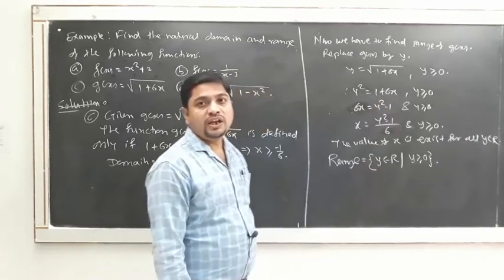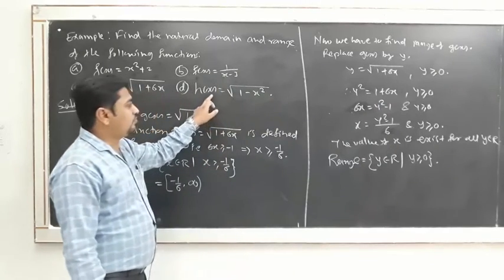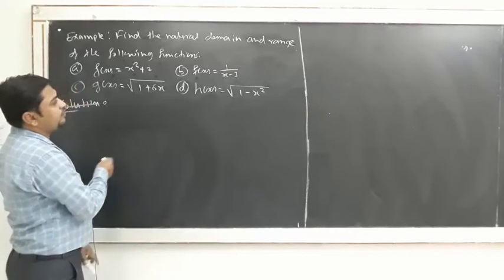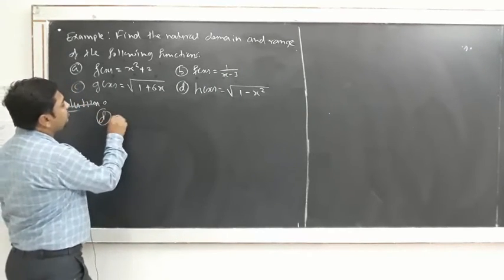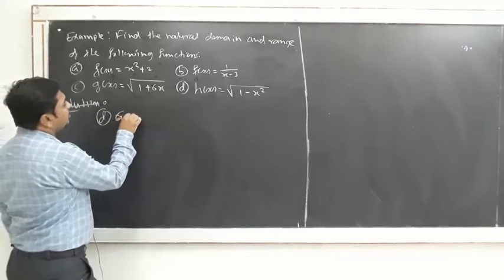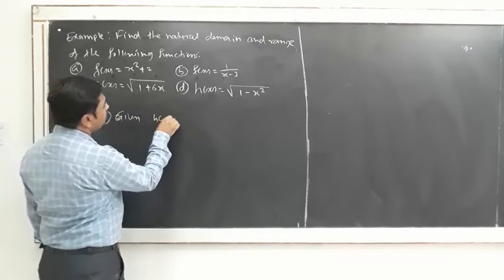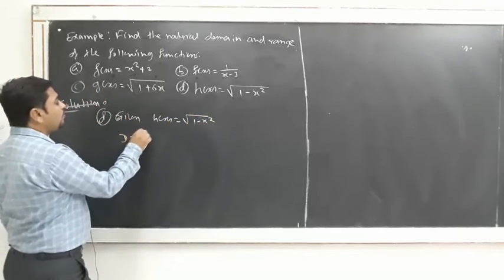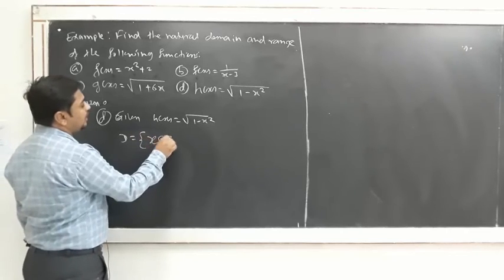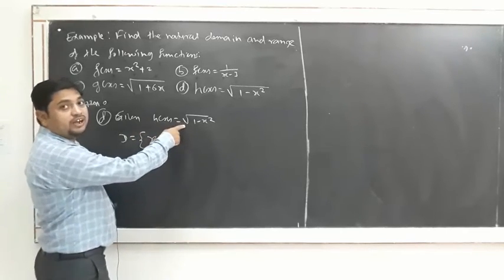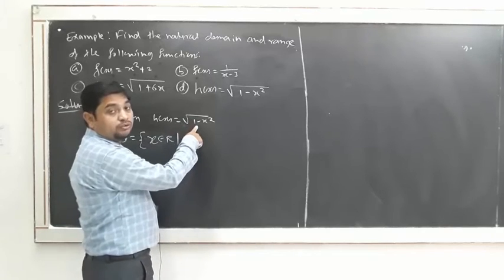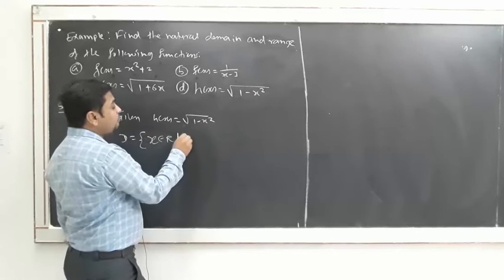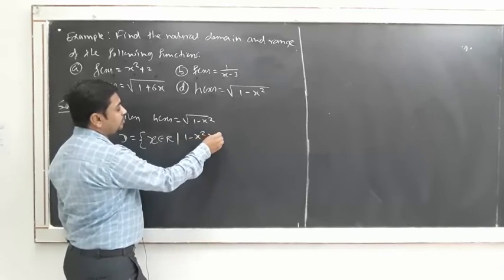In a similar way you can solve the next one also, that is this one. We solved the last problem; I will give the answer in short. So h of x is equal to square root of 1 minus x square. And what is the domain? Domain is the set of all x belongs to R where this function is defined. Where it is not defined is where 1 minus x square is negative.